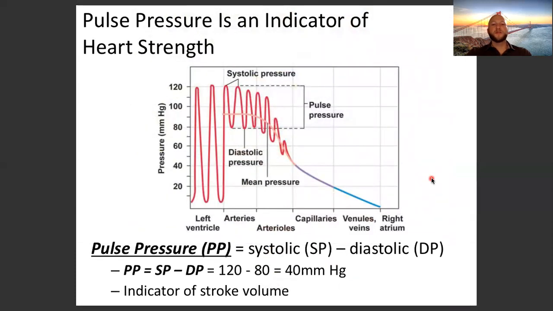Pulse pressure is equal to systolic minus diastolic, SP minus DP. Pulse pressure is a good indicator of stroke volume. Stroke volume, we've seen it before in this class, and we're really going to talk about it in this lecture unit on the cardiovascular system. Stroke volume is the volume of blood pushed out of your heart every cycle, every contraction of that ventricle. So pulse pressure is equal to SP minus DP. Textbook numbers, 120 minus 80 gives us a pulse pressure of 40 millimeters of mercury.